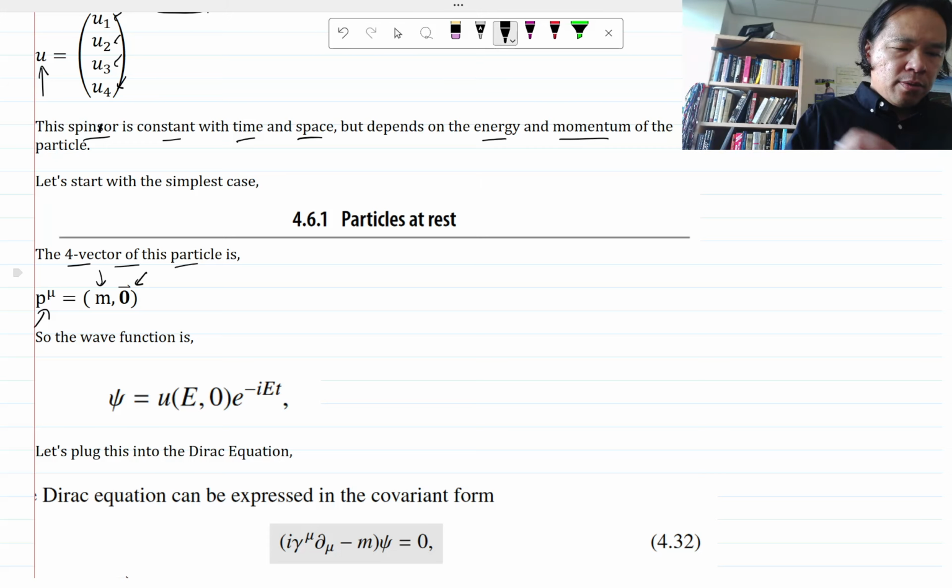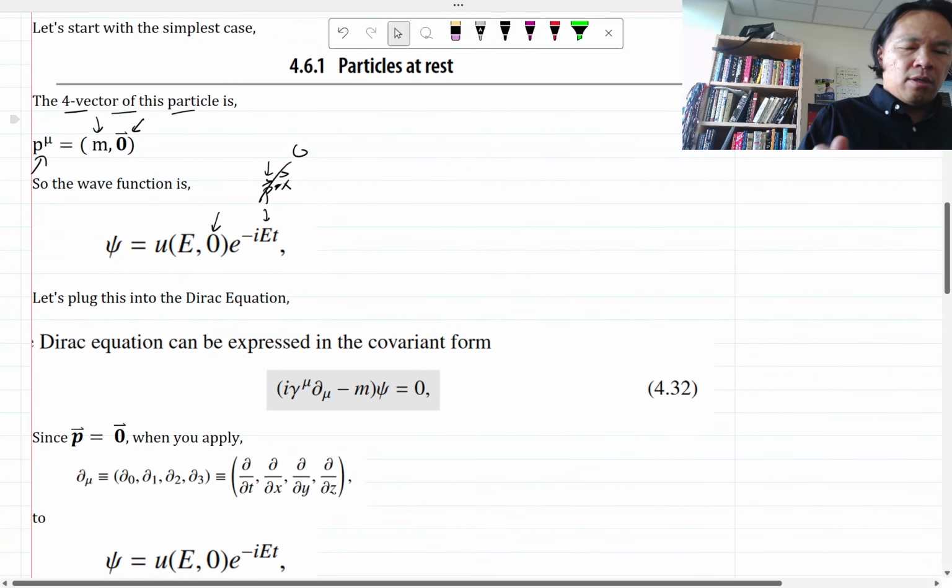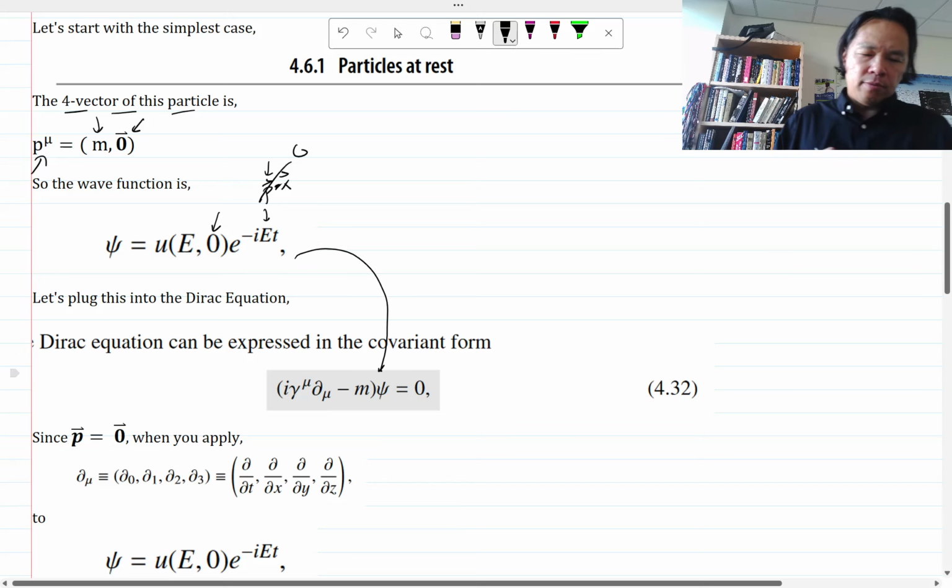Okay, so now we can actually write the wave function, with momentum being 0 and also momentum being 0 here. Remember, there's usually a p dot x here, right? Since the momentum is 0, that goes away also nicely. What we can do is plug this into the covariant form of the Dirac equation. Put it in here, right?